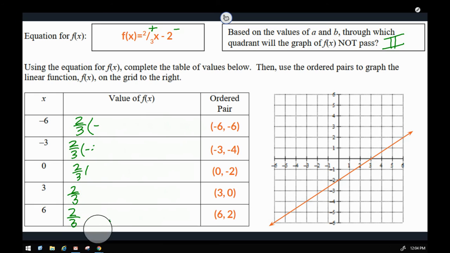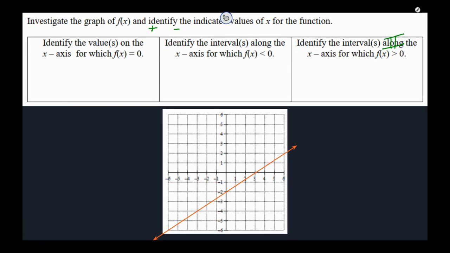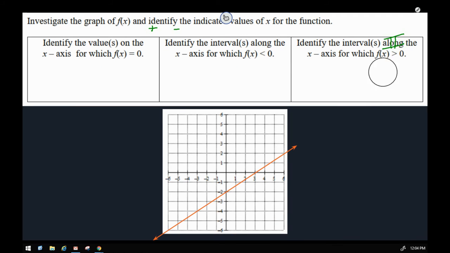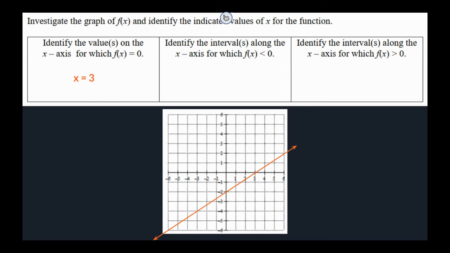So on the other two that we're gonna do this with, you don't have to do all of that math right there. Okay, so now it says investigate the graph of f of x and identify the indicated values of x for the function. So identify the value on the x-axis for which your function equals 0. So at what value does y equal 0? Yep, when x equals 3, y is 0.